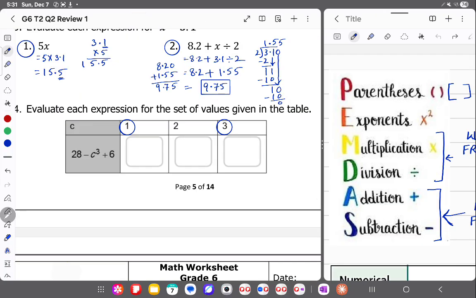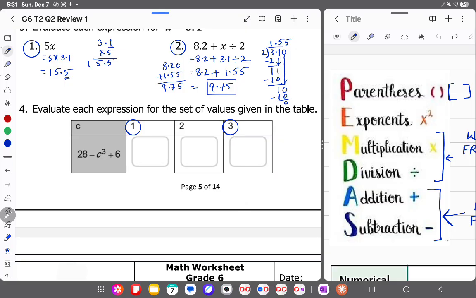Now question 4: evaluate each expression for the set values given in the table, which means they have given you an algebraic expression here. Every time you have to use one of these values, which are 1, 2, and 3, and substitute the value of C as 1 as the first option in this algebraic expression, find the answer and write it here. Then for the second option, substitute the value of C as 2 in this expression, find the answer, write it here. Then the third one, substitute the value of C as 3 and find the answer and write it here. So you will have 3 answers in this question.